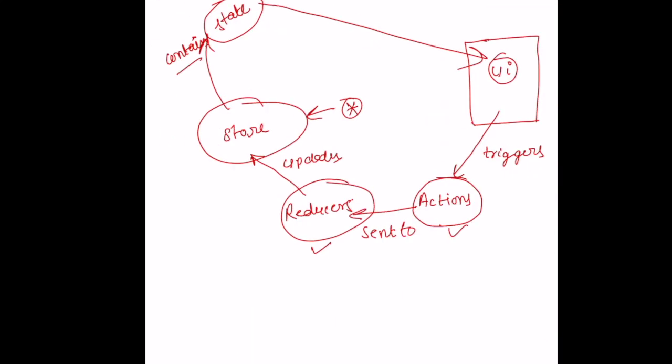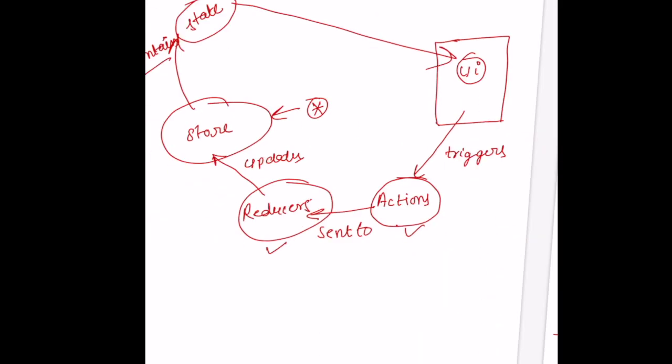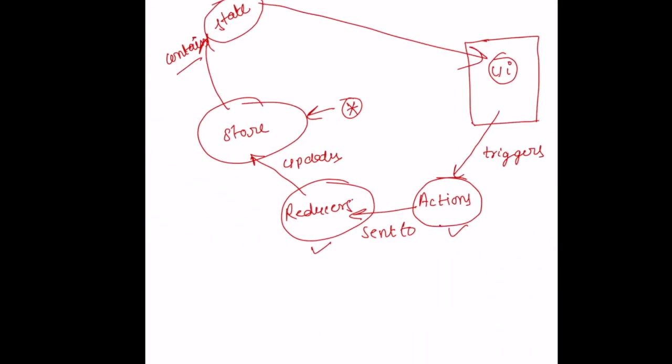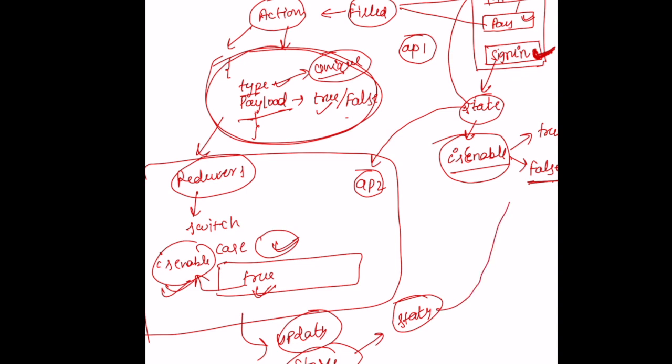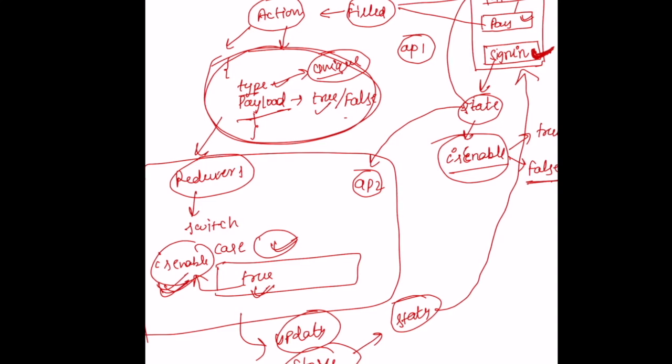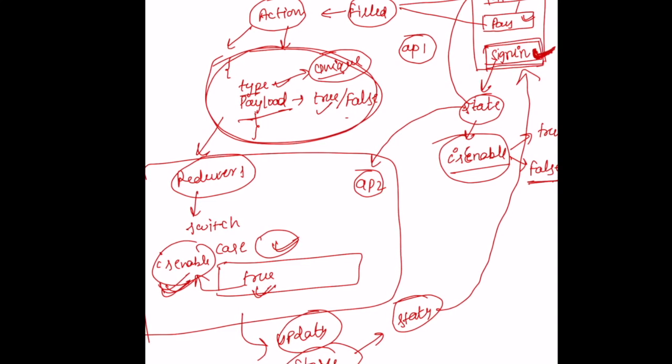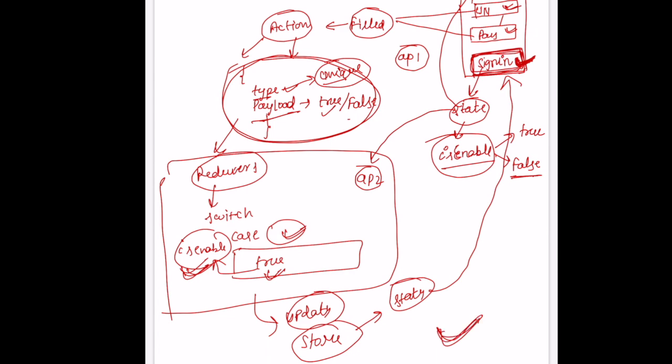Okay. And who will get this state from the store? The UI. And because isEnabled is true, this button will get enabled and the user can easily press on this button and hit the API. Got it? And this is the real world example.